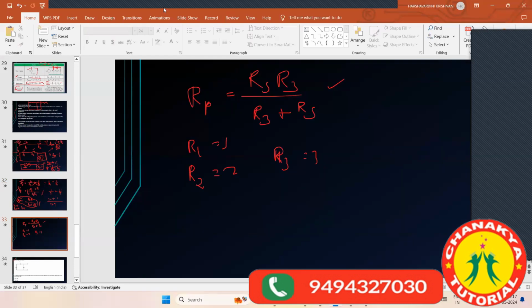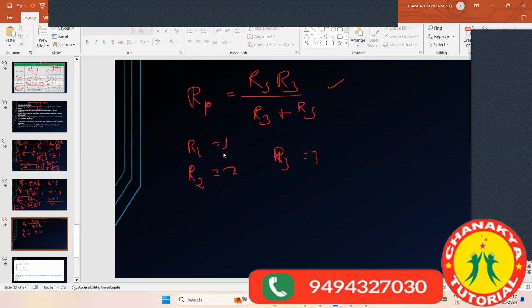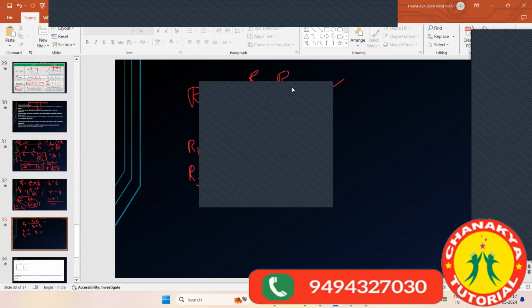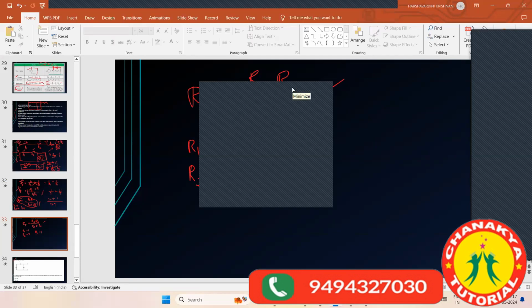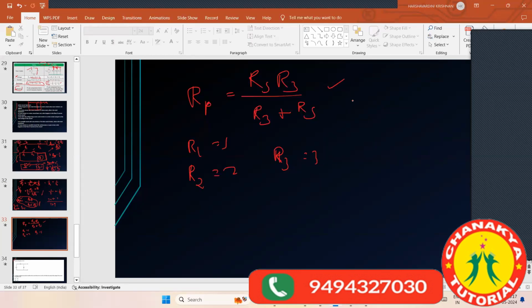Yes, Gelda, what was the answer you got? I got 3 by 3. How? Tell me the steps. Ma'am, you said the RS is equal to R3 divided by R1 plus R2, and you said R1 is 1, R2 is 2, R3 is 3. I set them in a fraction way, and then I got that.